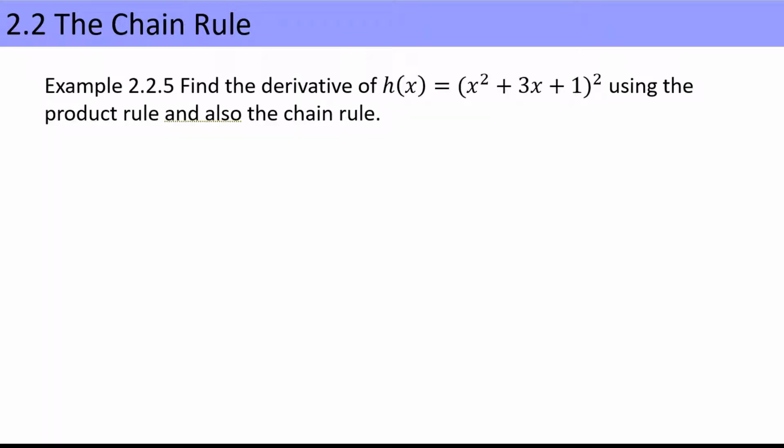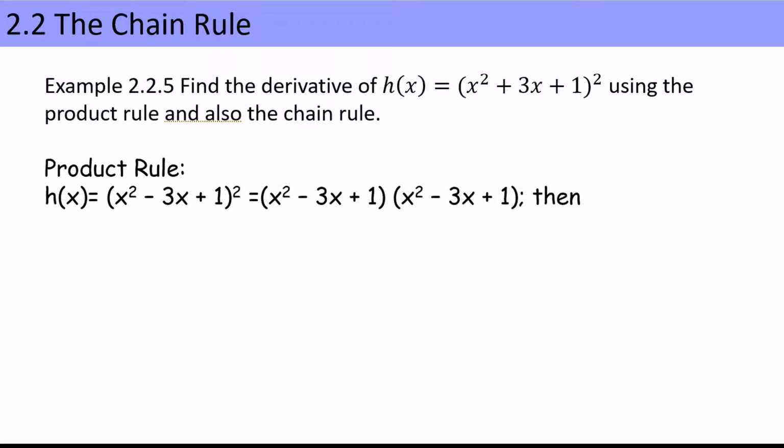Example 2.2.5. Find the derivative of f of x equals the quantity x squared plus 3x plus 1 squared using the product rule and also the chain rule. In order to use the product rule, we need to write f of x equals x squared minus 3x plus 1 squared as the product of x squared minus 3x plus 1 times x squared minus 3x plus 1. Then we can apply the product rule.